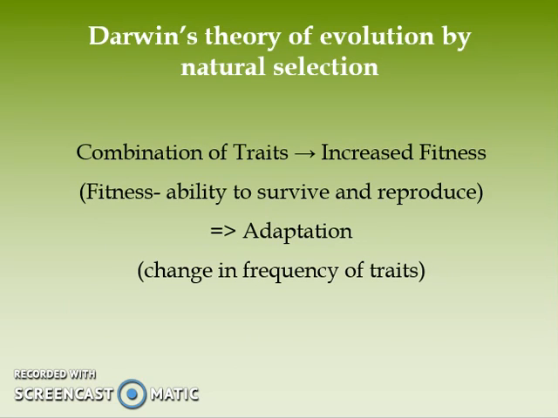Okay, so in natural selection, you have a combination of traits that increases your fitness. Fitness is the ability to survive and reproduce. If you survive, if you reproduce, then you are going to pass those traits on to your offspring. That is considered adaptation. The gene frequency is changing due to a pressure, so you're adapting to a new situation. So evolution can be just an adaptation to a new situation.